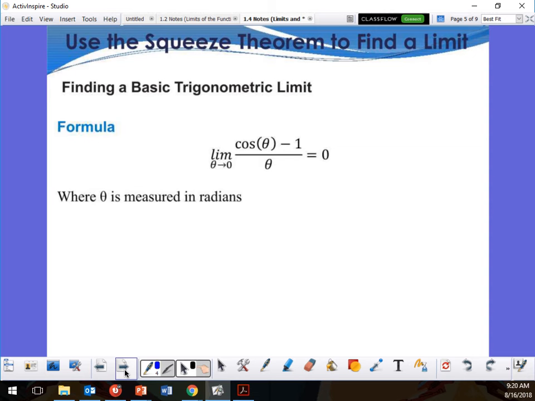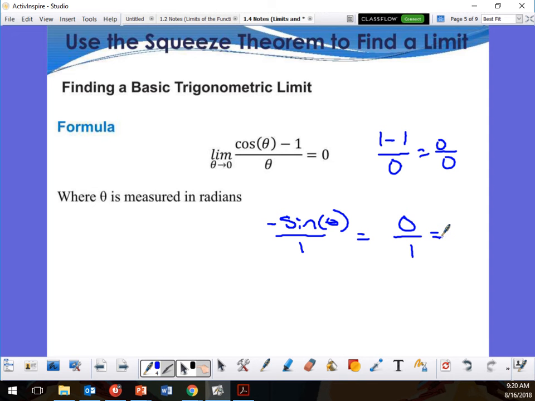Check it. So right here, cosine of 0 is 1. So it would be 1 minus 1 over 0, which is 0 over 0. It's indeterminate. So now I can go through and do the L'Hopital's on this, right? If I do L'Hopital's, the derivative of cosine is negative sine, over 1. Now, can I plug in 0 here? Sure. Now, sine at 0 is? So it's going to be 0 over 1, which is just 0.